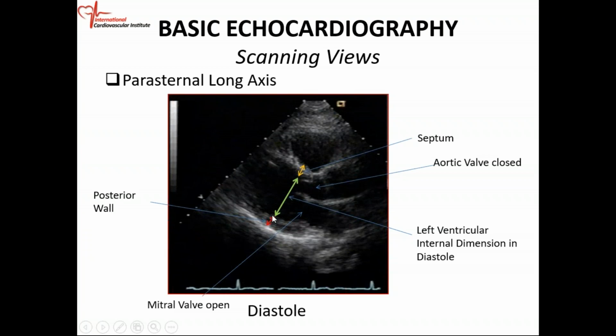So these are measurements that you're going to do in diastole. These are diastolic measurements: the thickness of the septum, LV cavity size in diastole, and the posterior wall. Measurements are done at the tip of the mitral leaflet, and this line should be perpendicular to the wall.